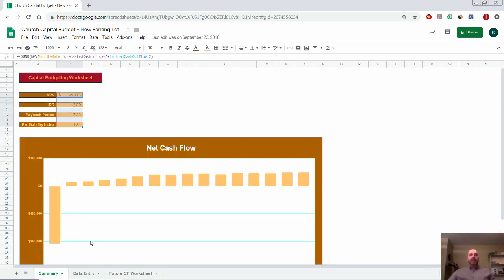Let's look at the outputs here. And again, I narrowed these down a little bit for simplicity's sake from the generic capital budgeting worksheet. So this is where I'm going to warn you ahead of time. There's going to be a little more business talk here, but bear with me. I'll try to talk through everything.